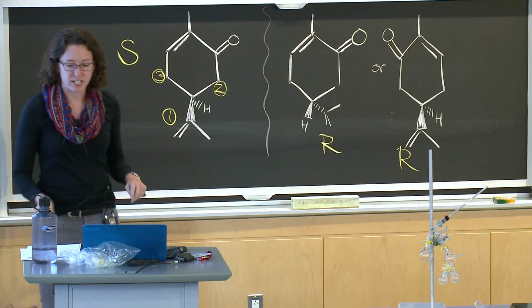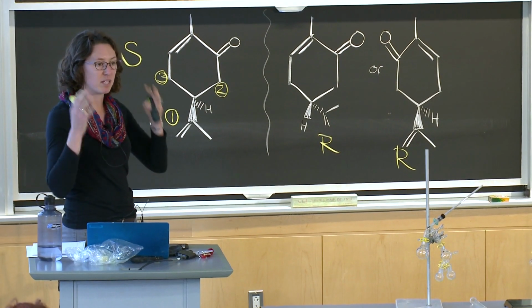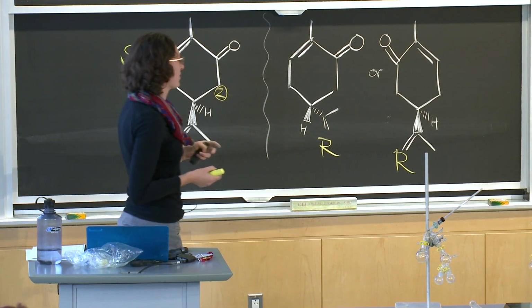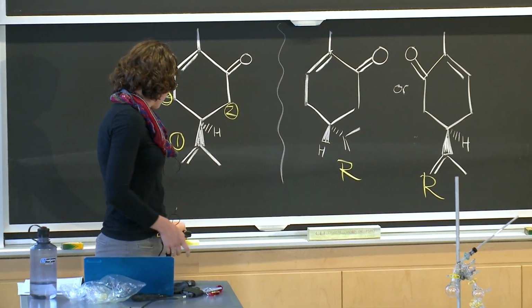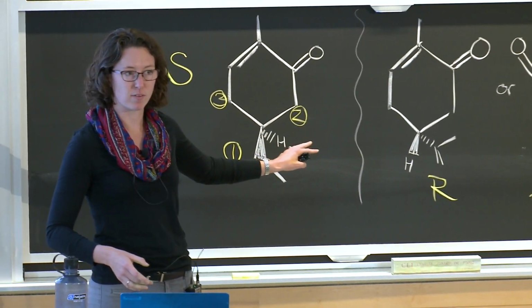A big part of organic chemistry and figuring these things out is being able to manipulate the molecules spatially in your head. A lot of times it's easier with models, but does that make sense, how we get those? Excellent.